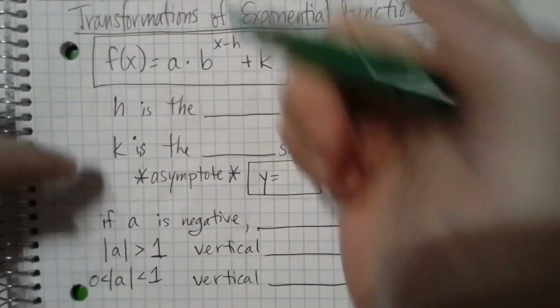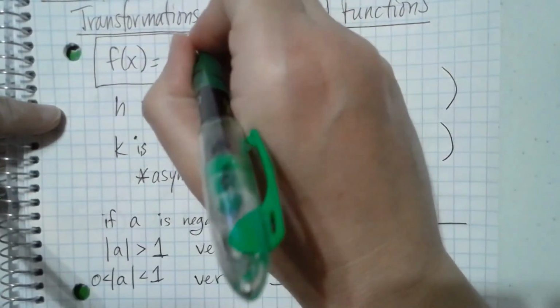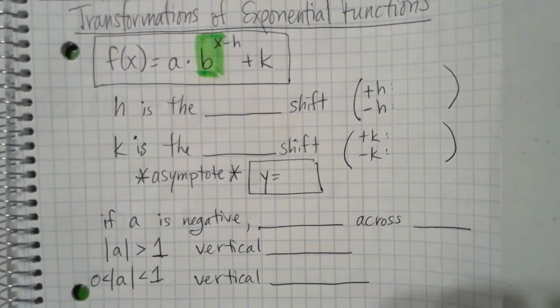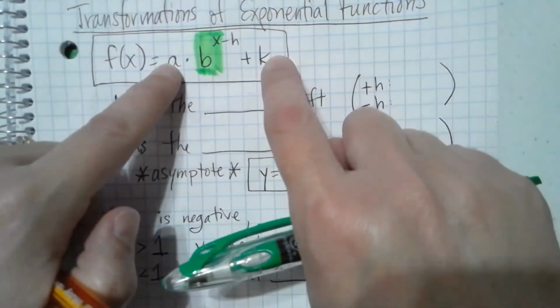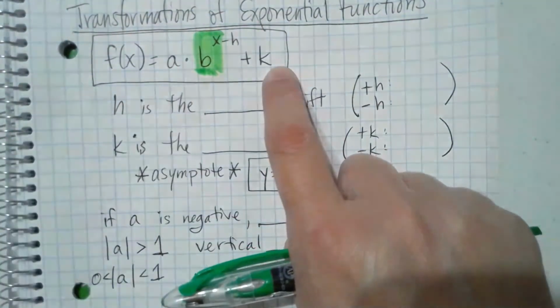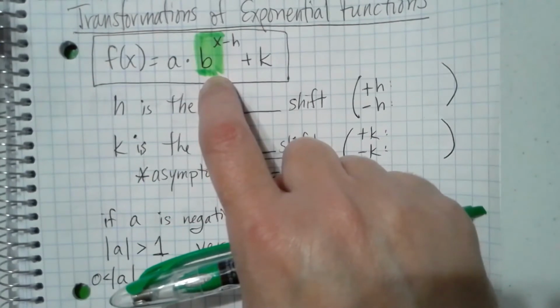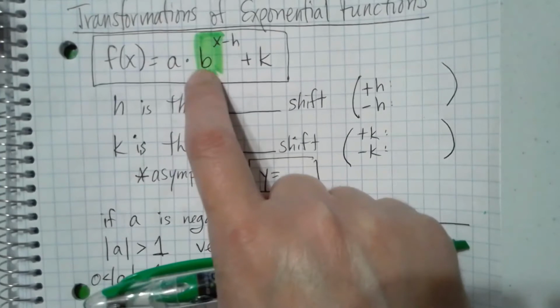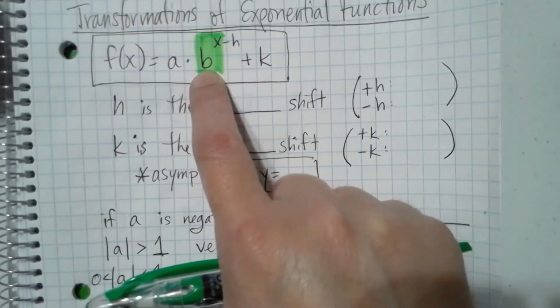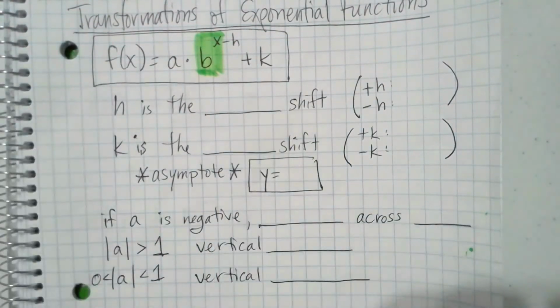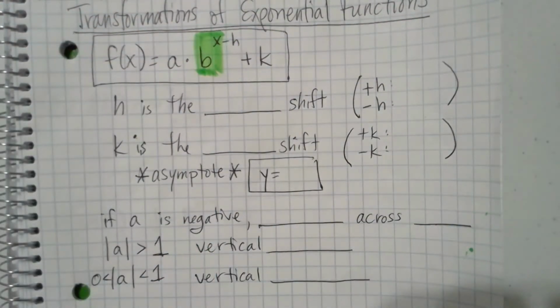Okay, so this right here is the parent function. B to the x. That's the parent function. All the rest of this are the transformations, or the changes to that. So we're going to focus on the parent function first. Decide if it's exponential growth or exponential decay, depending on whether b is bigger than 1 or not. And then we'll decide what these other 3 letters do to it. Same 3 letters that we've talked about over and over again.